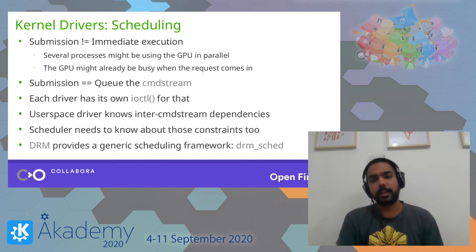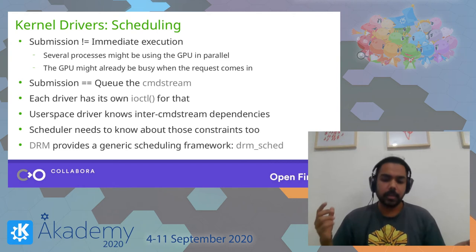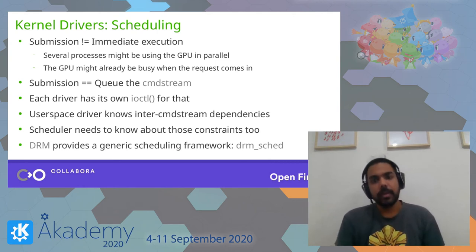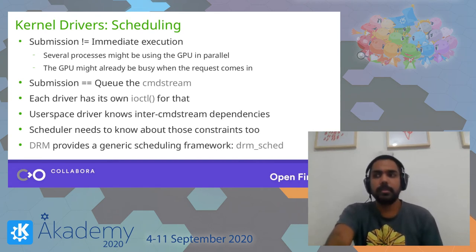Each driver has an ioctl for command stream submission, but before you can submit command streams, you also need to describe their dependencies, since command streams and jobs can depend on each other. The user space driver knows the inter-command stream dependencies, and the scheduler needs to know about these constraints as well. So DRM provides a generic scheduling framework called DRM Sched, which allows you to describe these dependencies in the kernel, and then allows you to schedule the jobs onto the GPU in the right order.